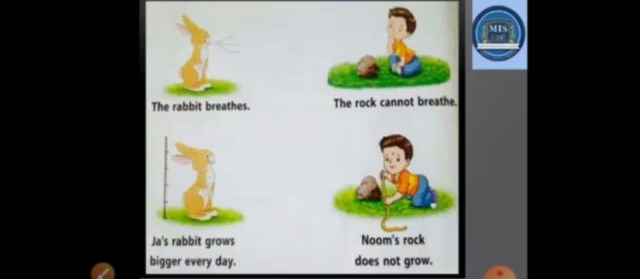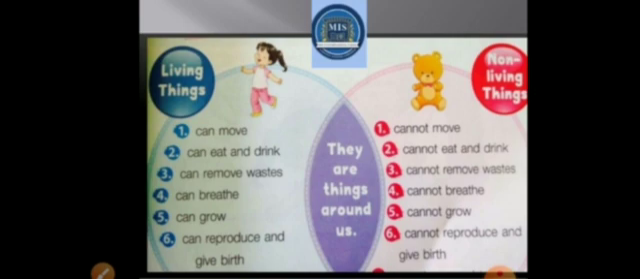Ja's rabbit breathes and it is growing also. It is growing bigger and bigger every day. But what about Noom's rock? It is not breathing and it is not growing also. So, students, in this way, we can differentiate between a living and non living thing depending on some basic properties.